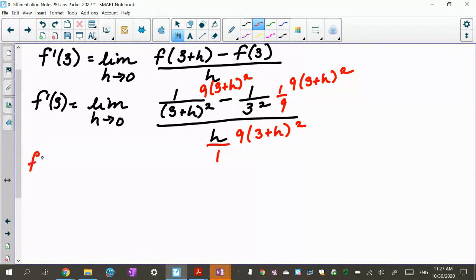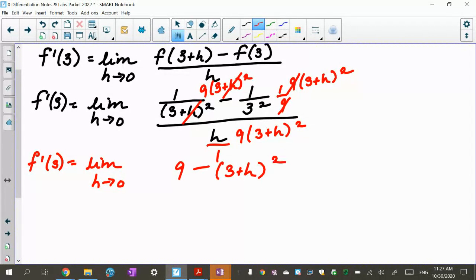So I have f prime of 3 is going to equal the limit as h approaches 0 of 9 minus, and this is the biggest mistake people make, (3 plus h) squared, and please make sure you know it's in parentheses, all over 9h times (3 plus h) squared. Please never multiply the bottom out, just leave it. It'll be a big mess if you do.